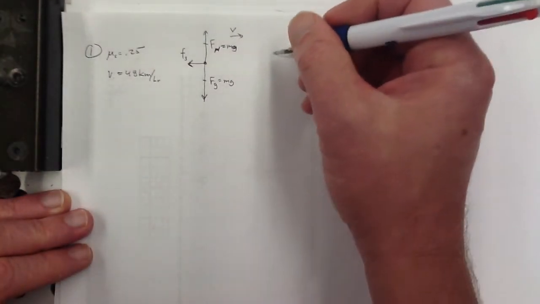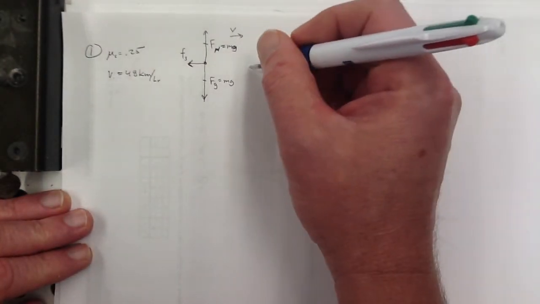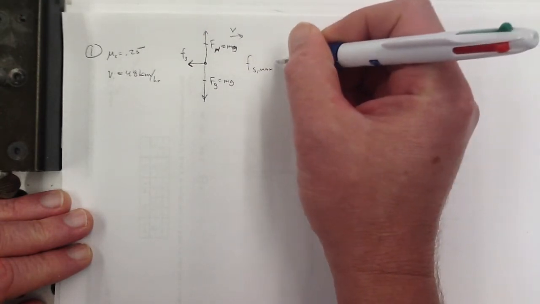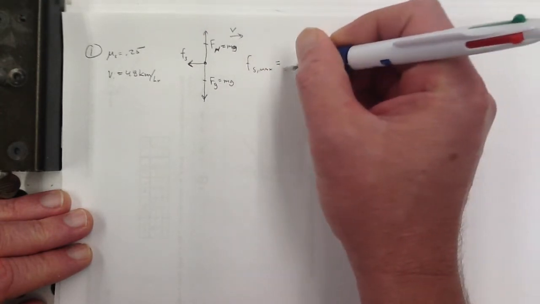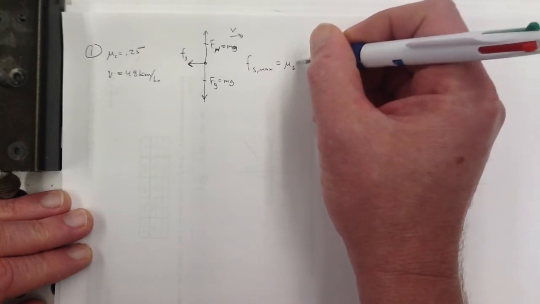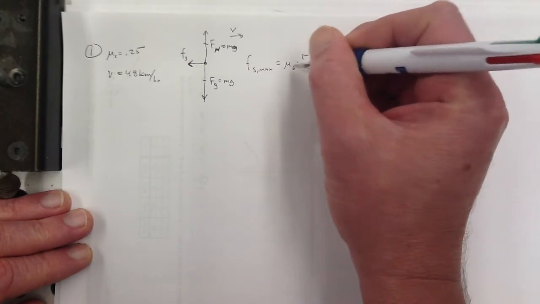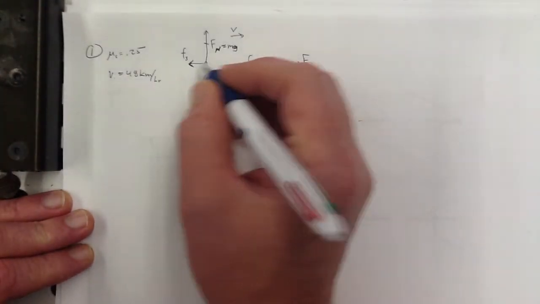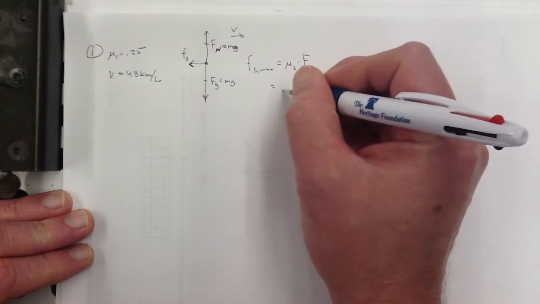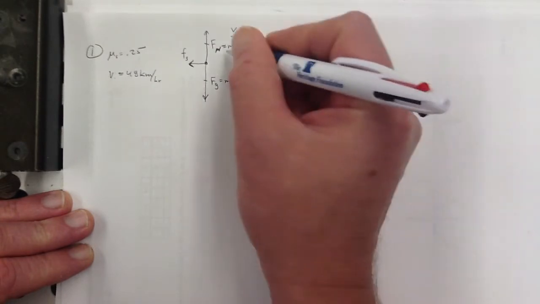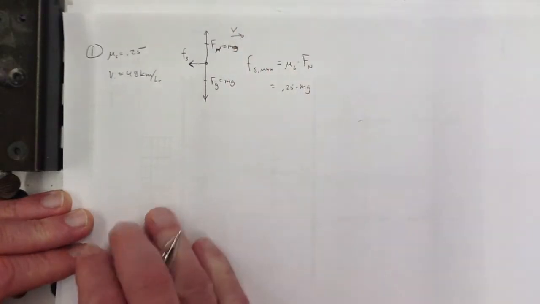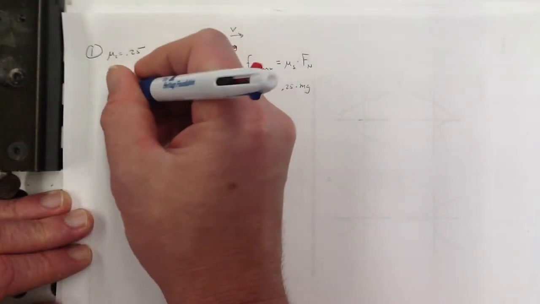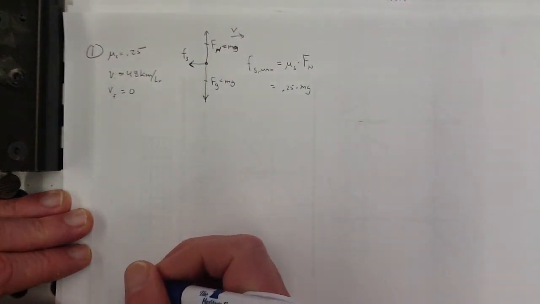So, what is the maximum static friction force? Well, that's the coefficient of static friction times the normal force. So what is that? It's 0.25 times the normal force, which is mg. And we want to know about bringing this thing to a stop.